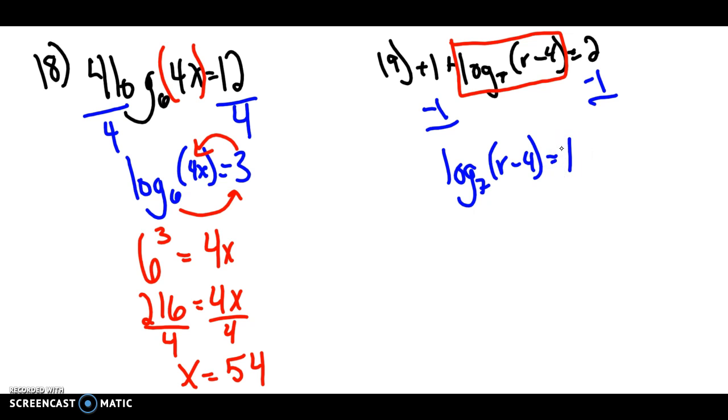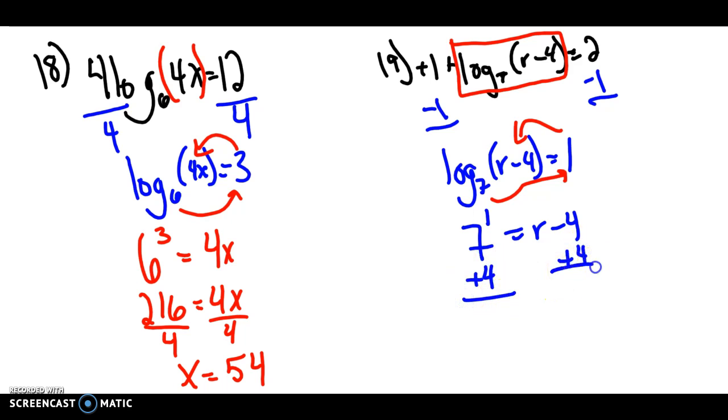Now that my log is isolated, I'm going to convert it to exponential form. So 7 raised to the 1 equals r minus 4. 7 to the 1 is 7. And add 4. So r equals 11.